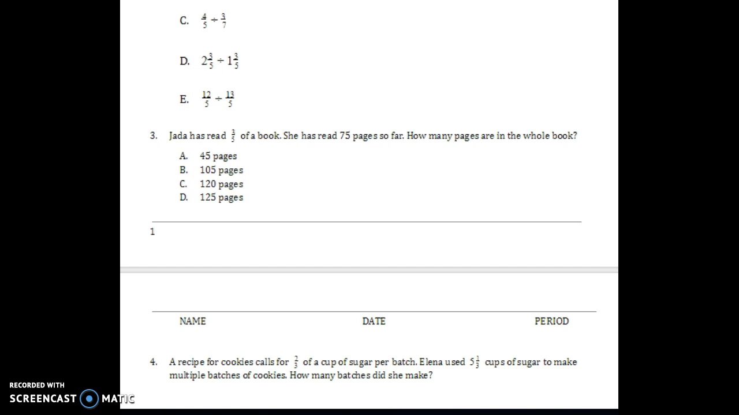A. 45 pages. B. 105 pages. C. 120 pages. D. 125 pages.